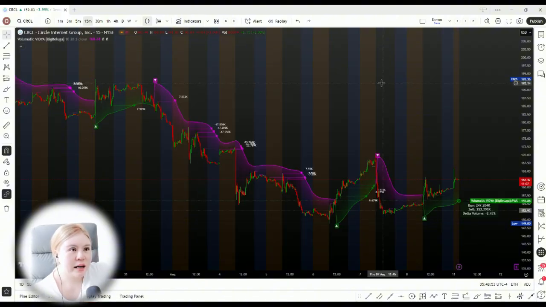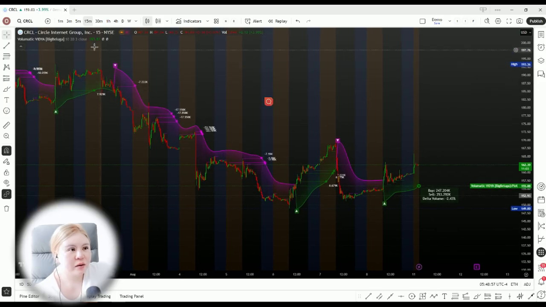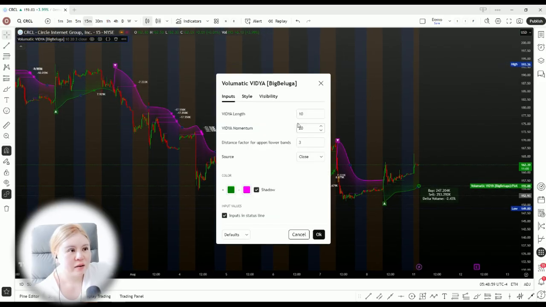Now let's tweak those settings to make it work for your trading style. Here's a quick look at the key settings you can play with. VIDYA length. A shorter length makes the indicator super sensitive but might give false signals. A longer length smooths things but can lag. I'm still experimenting to find my sweet spot.